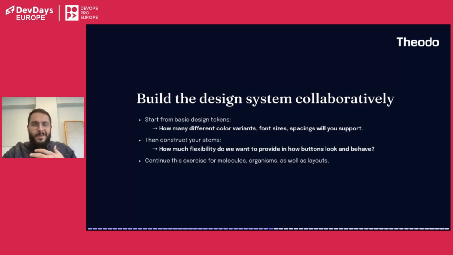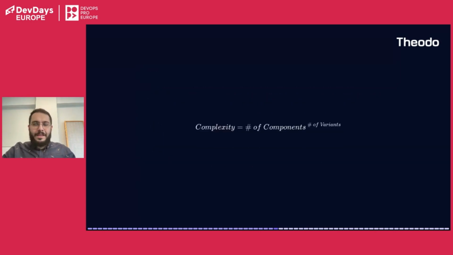I'm a mathematician by sort of study, and so I like to think of these in terms of formulas. So complexity, roughly, is correlated with the number of components to the power of the number of variants. So what you're then needing to think about with your design team is there's a lot of trade-offs that need to be made here. The more variation that we allow within our components from a design system perspective, the more complexity we're going to add into our application, and the harder it is going to be to develop, and the harder it's going to be to maintain as well.